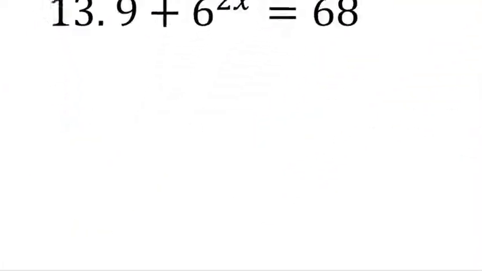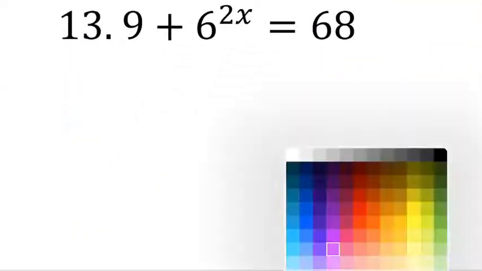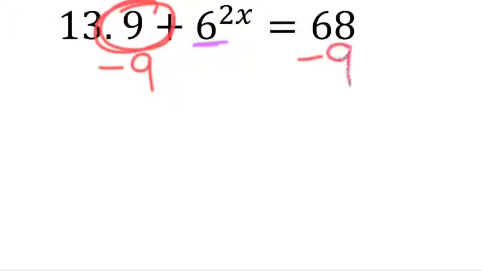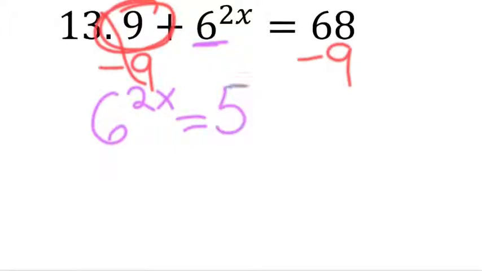Alright, 13. For 13, our base is not by itself, so we've got to get rid of this positive 9. It can be taken out by subtracting 9. So 9 minus 9 is 0, and that's how I know it cancels out. I'm left with 6 raised to the 2x equals 68 minus 9, which is 59.